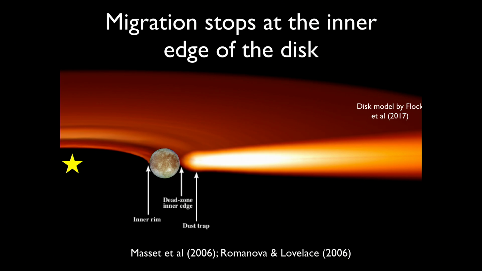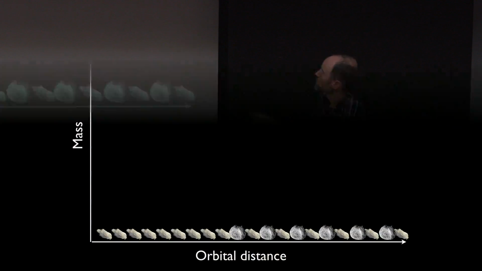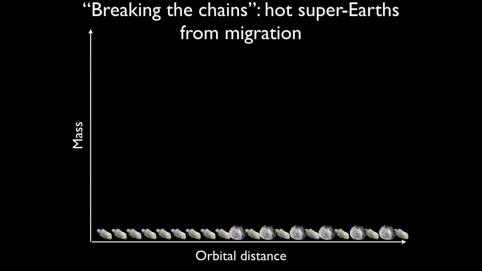So here's kind of a cartoon version of the migration model that Morby and I and others have worked on. We call this one "breaking the chains," just to give it a dramatic name. But it also means something, because the chains are resonant chains that you know about now. So here's the cartoon picture.